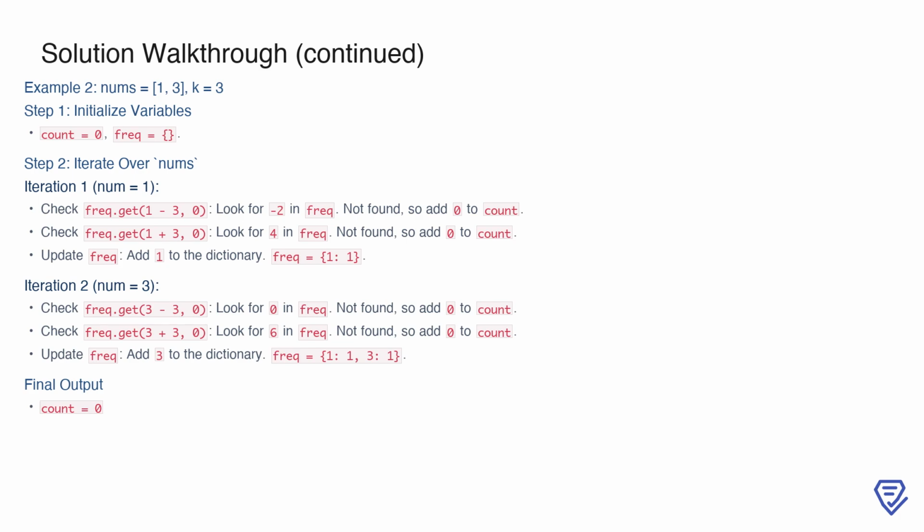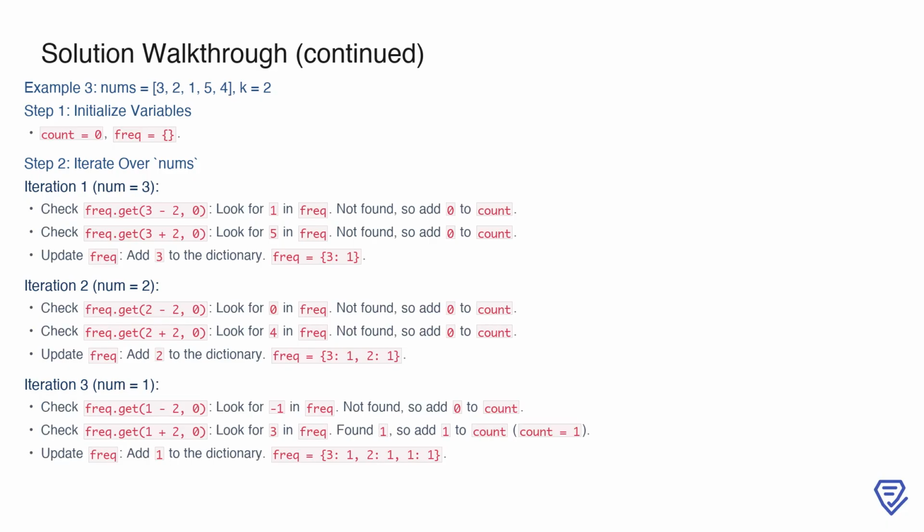Moving to the second number, 3, we again check if subtracting or adding k results in a match. Subtracting 3 gives us 0, and adding 3 gives us 6, neither of which are in frequency. So, no valid pairs are found, and count remains 0. Finally, we add 3 to frequency, updating it to 1, 1, 3, 1. Since no valid pairs were found in this example, the final output is 0.